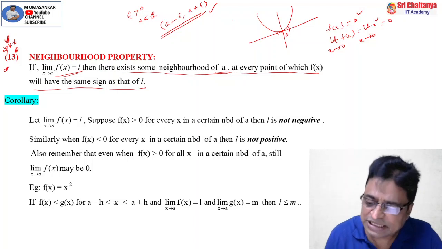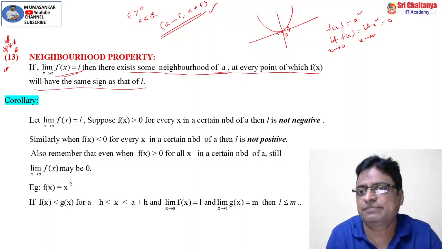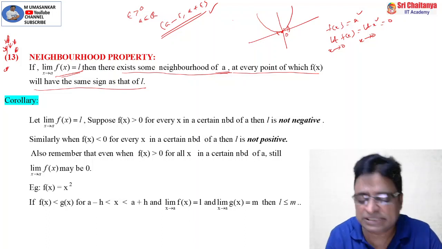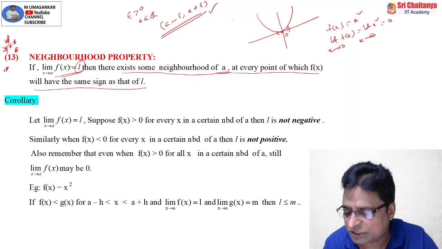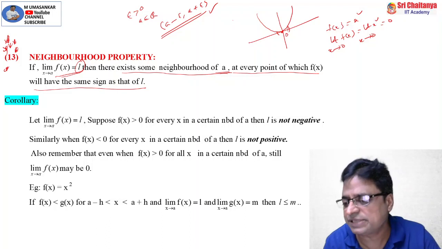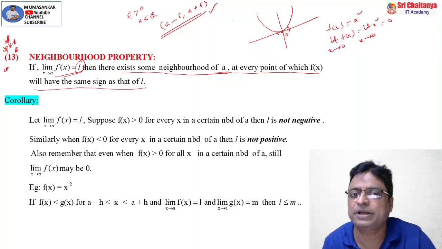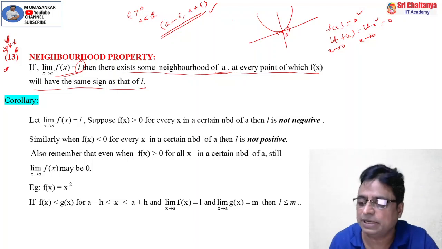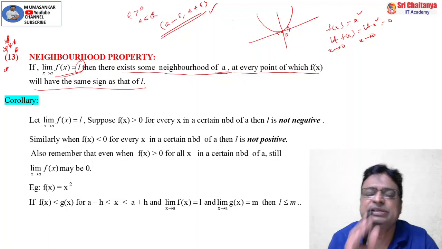So take any neighborhood of that 0, and observe the sign of f of x. The sign of f of x and the sign of the limit both are the same. That means if f of x is positive, then the sign of L is also positive. If f of x is negative, then the sign of L is also negative. This kind of property is called what? Neighborhood property. Questions were repeated two to three times based on this application.